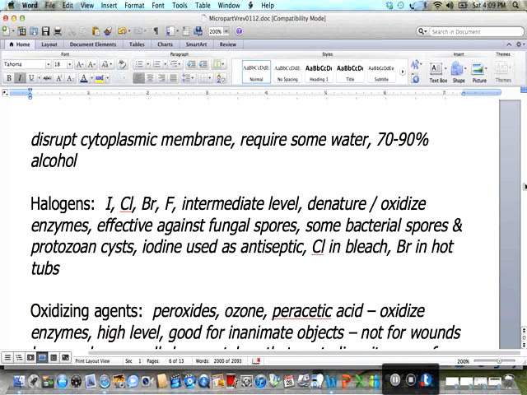The halogens include iodine, chlorine, bromine, and fluorine. These are intermediate disinfectants that work by denaturing or oxidizing enzymes. They are effective against fungal spores, some bacterial spores, and protozoan cysts. Iodine is used as an antiseptic, chlorine in bleach, and bromine in hot tubs. Chlorine is also used in swimming pools in some cases.